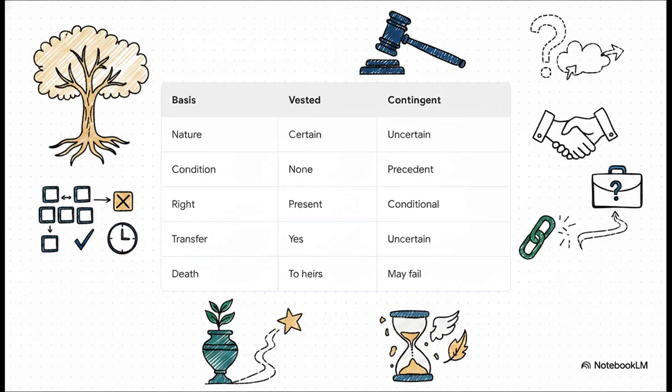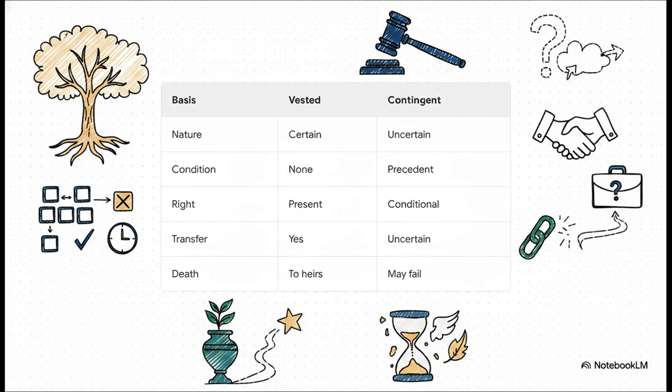Contingent interest is subject to condition. Third, right. Vested interest is a present fixed right. Contingent interest is a conditional right. Fourth, transferability. Vested interest is transferable. Contingent interest is generally transferable but uncertain. Fifth, effective death. Vested interest passes to heirs, while contingent interest may fail.